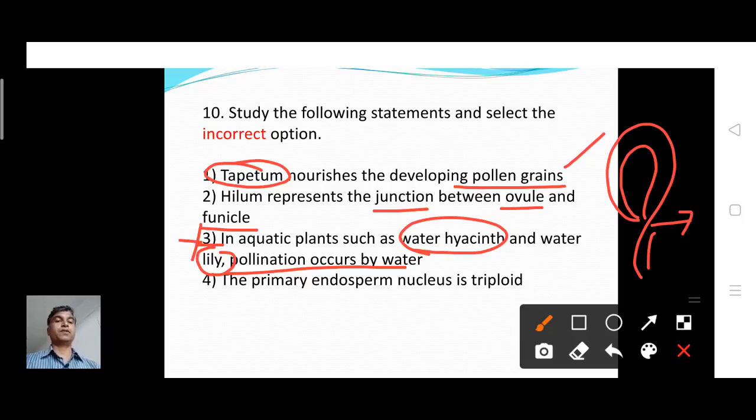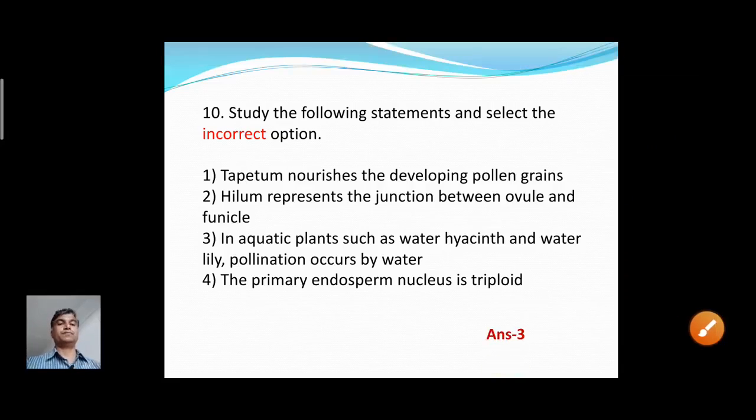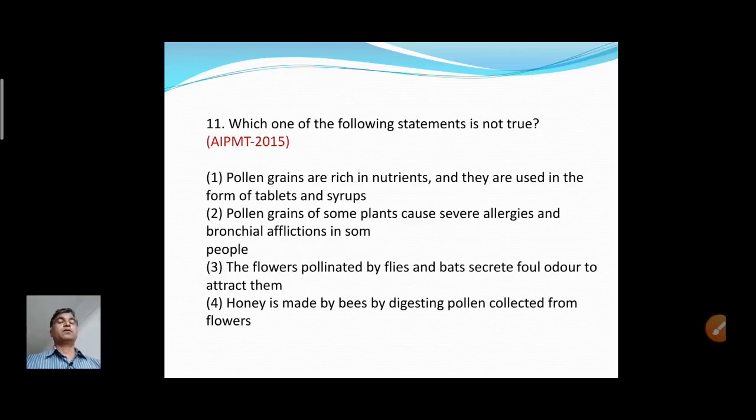The primary endosperm nucleus is a triploid. Yes, this is the correct one. Here, statement 3 is a wrong one. In aquatic plants such as water hyacinth and water lily, pollination occurs by either insect or wind current, not by the water.